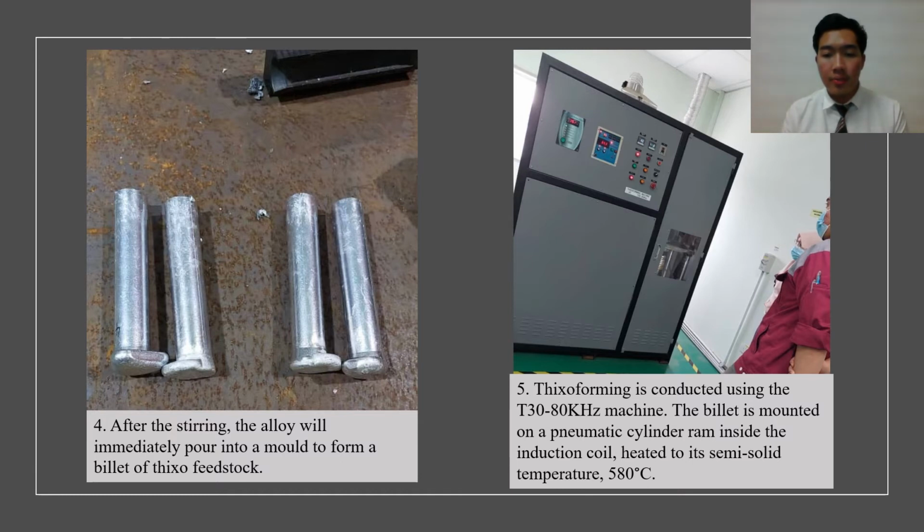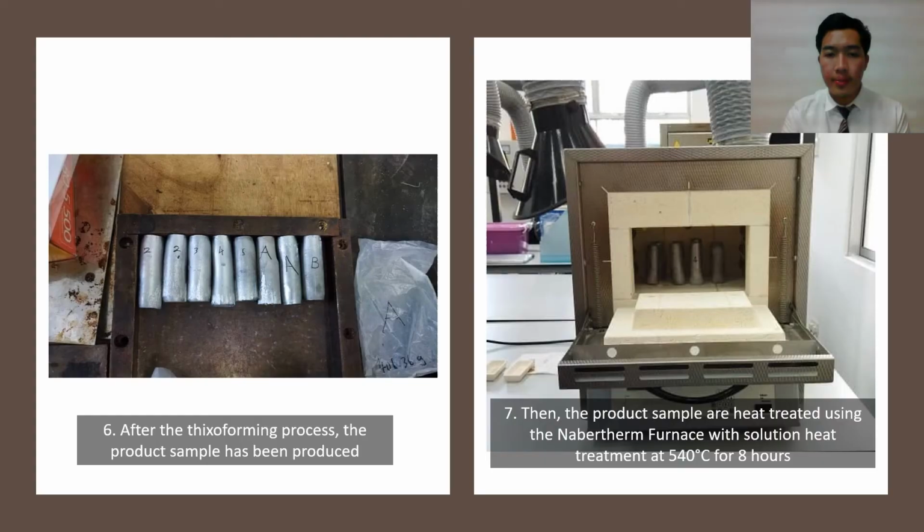The billet will be put in the pneumatic cylinder ramp inside the induction coil and heated to its semi-solid temperature of 580 degrees. After the THIXOFORMED process, the product sample has been produced, and then it will be put in the Nabertherm furnace for the heat treatment at 540 degrees for 8 hours.